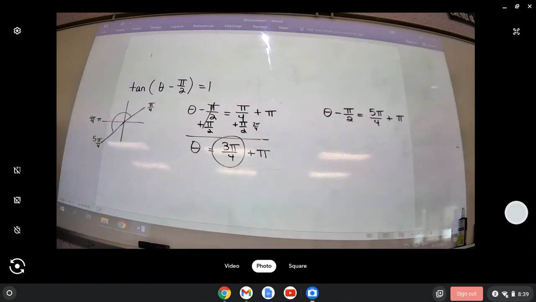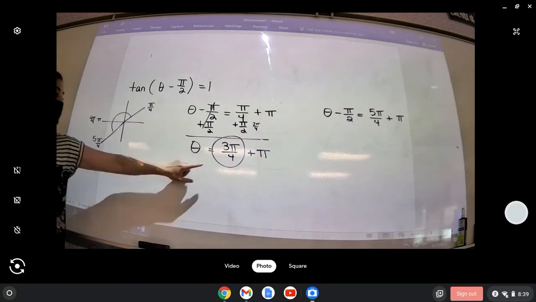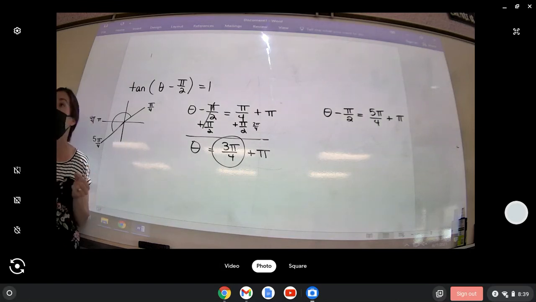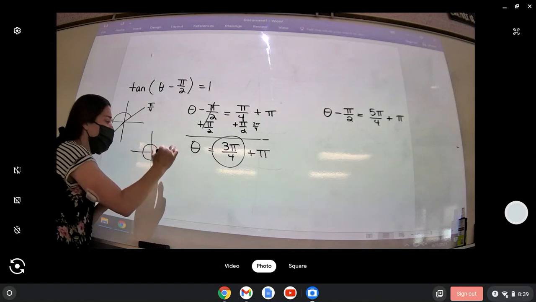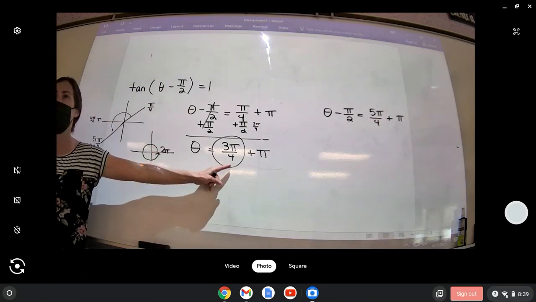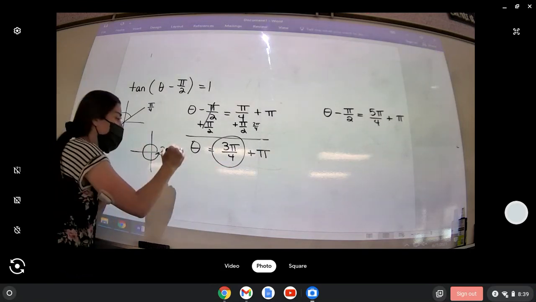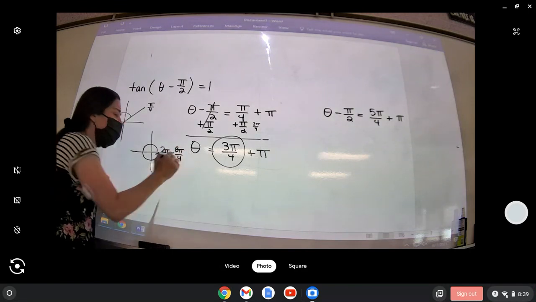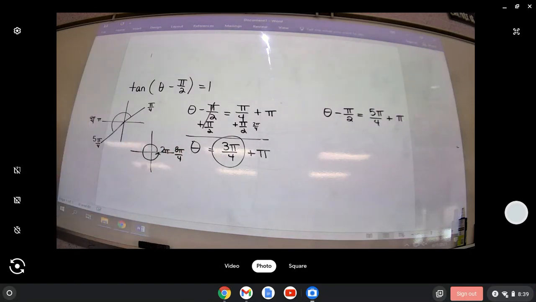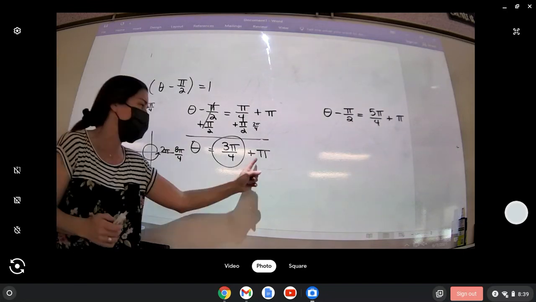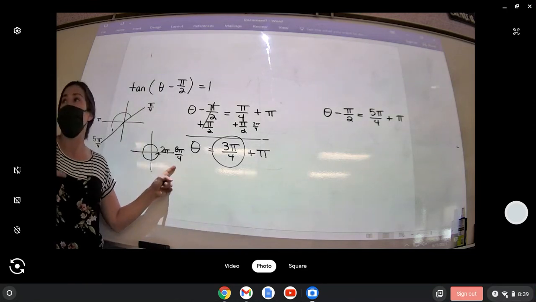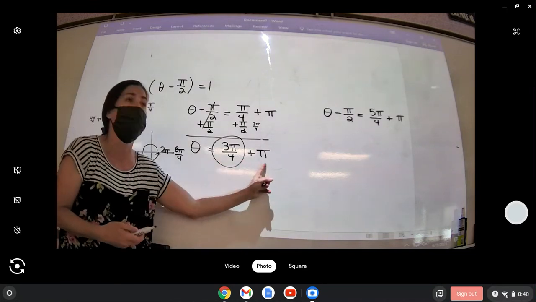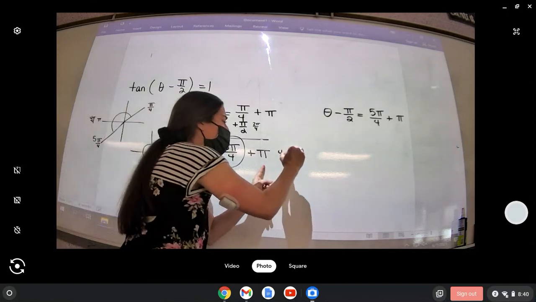Now, they only want answers between 0 and 2 pi. And right now, it's looking like we're working with pi over 4s. So if we're going all the way around a circle, 0 to 2 pi, how many pi over 4s make 2 pi? 8 of them. So as long as I stay between 0 and 8 pi over 4, these are angles that are going to be answers to this equation. So now we're just going to keep adding the period on until we get beyond 8 pi over 4. So guys, 3 pi over 4 plus pi is 7 pi over 4.